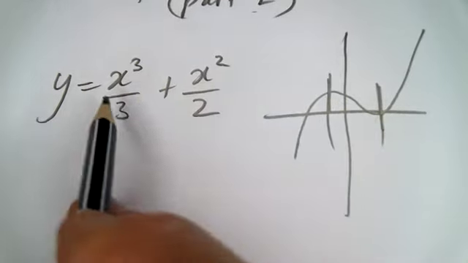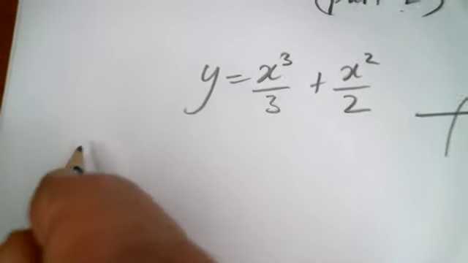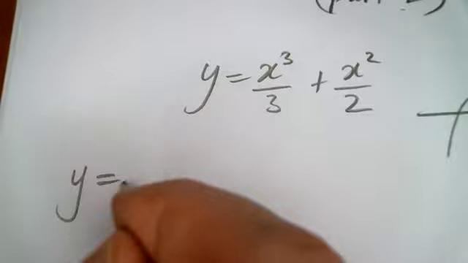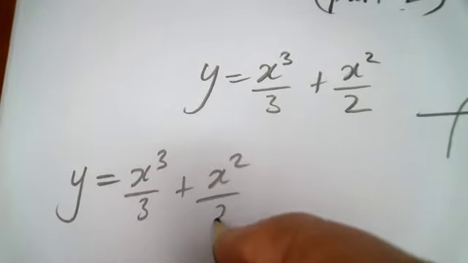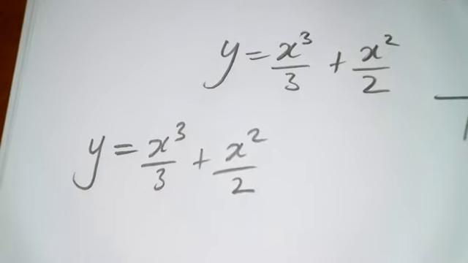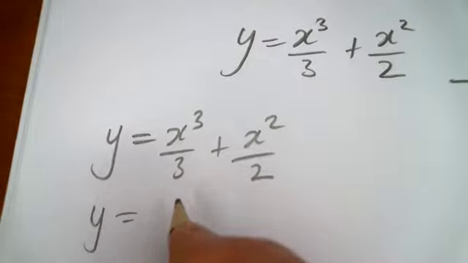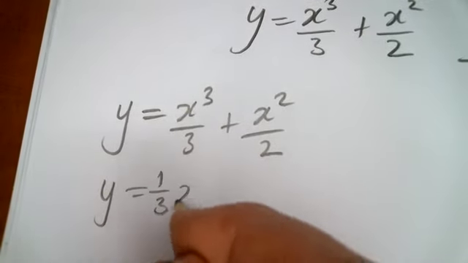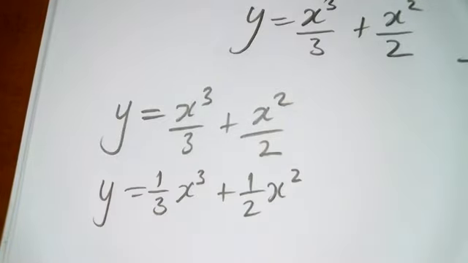So very, very simple. We have our equation, so I'm going to rewrite the function. I'll write it over here so I've got a bit more space. So y is equal to x cubed on 3 plus x squared on 2. Just in case you're a bit confused by that, that's really the same as saying y equals 1/3 x cubed plus 1/2 x squared.